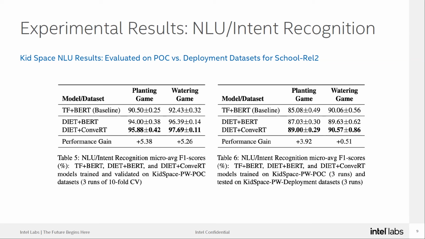So when looking at this picture, we still believe that we should switch, in our STS pipeline, to the DIET plus ConveRT for sure, because it works much better on planting POC, watering POC, and planting deployment. But it's very comparable for the watering deployment case. So we don't lose much, but we don't gain much as well.